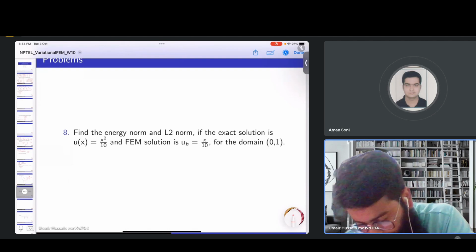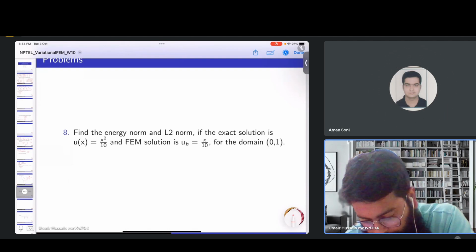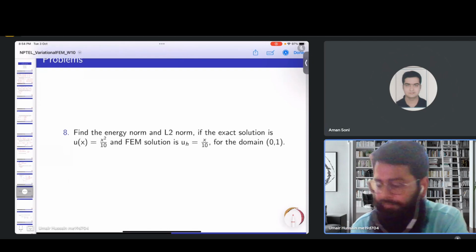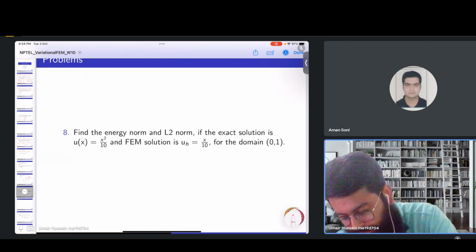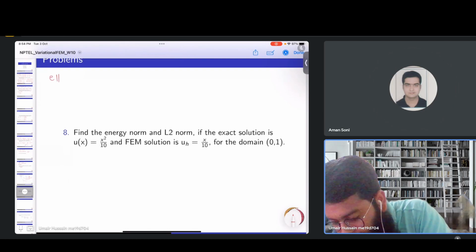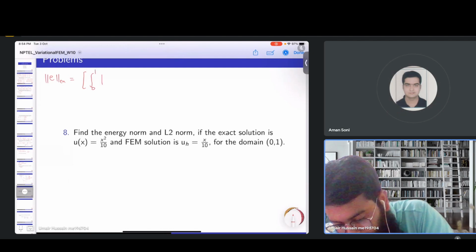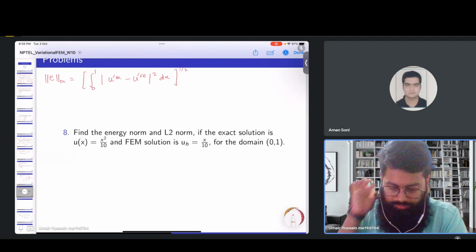We can quickly do that here to find the energy norm, L2 norm, and exact solution norm. This is a very elementary problem. I'll just show you quickly how to do the energy norm part. The energy norm formula is almost similar, except our domain is 0 to 1. We have the derivative q dash of exact minus q dash of FEM. Rest all is the same. So now we have the derivative of the solution.